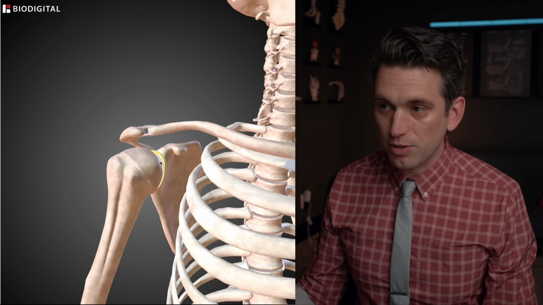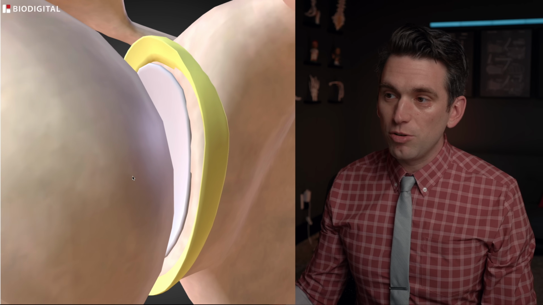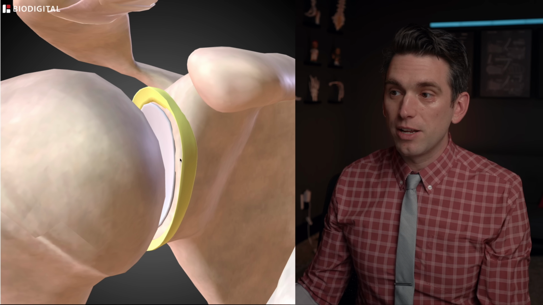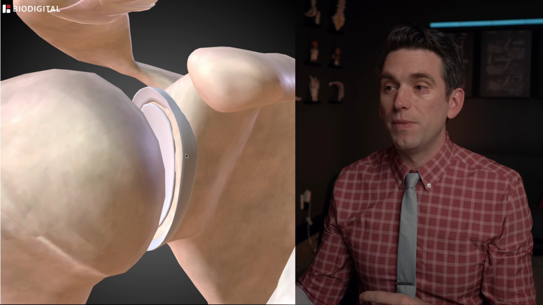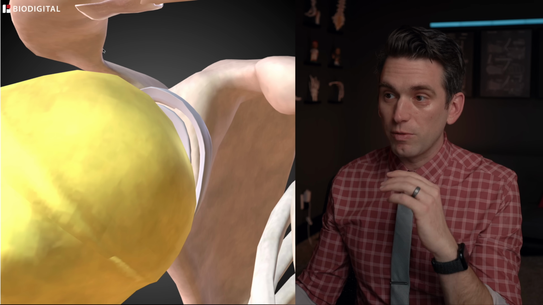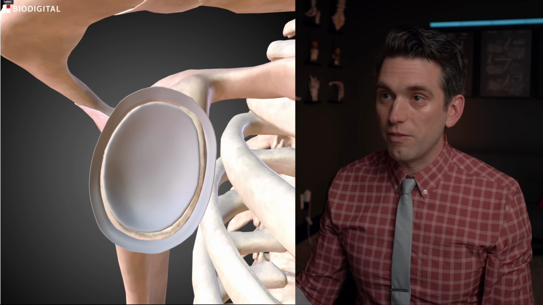Now, what can happen when you dislocate your shoulder, and happens a very high percentage of the time, is whenever the humeral head dislocates and pops out, you can get this shearing injury where you tear the little rim of cartilage called the labrum. This is the labrum. It goes all the way around that socket, and so if we hide the humerus, you get a really good view of that labrum.